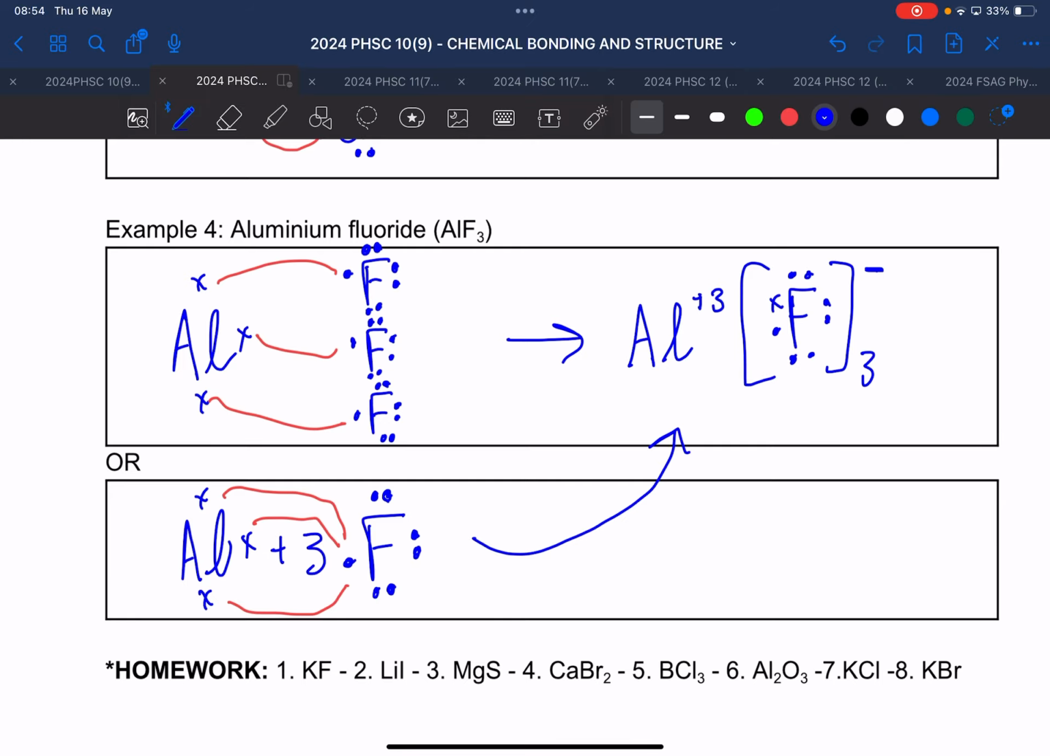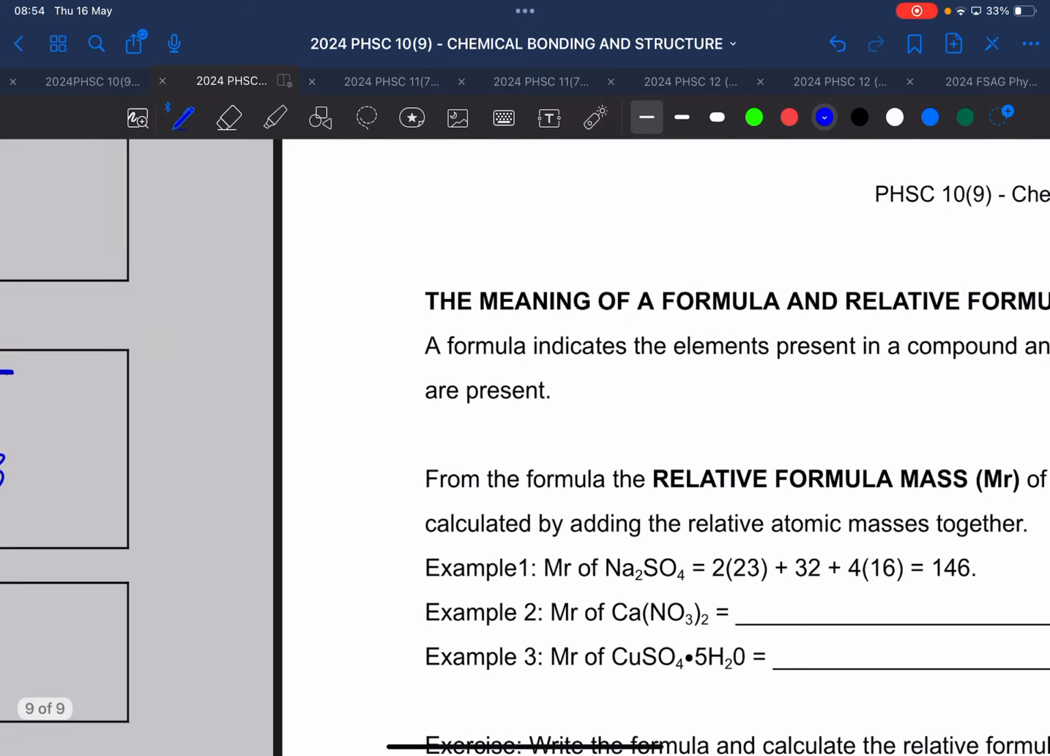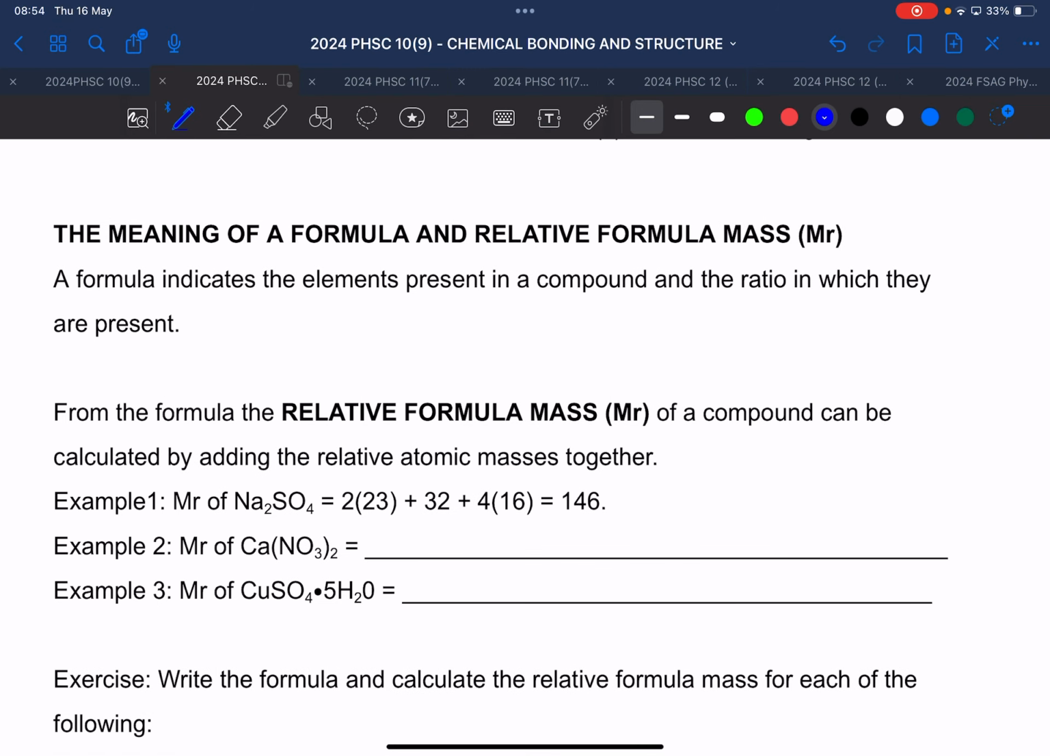Okay, so now we're just going to go to our last page. This is the last thing we're doing this term, which is our relative formula mass. Do you guys remember what our relative atomic mass is? That's when we have isotopes, right? We have a certain percentage that isotopes appear in nature. We use those percentages to calculate the relative atomic mass. But now we have the relative formula mass, Mr.